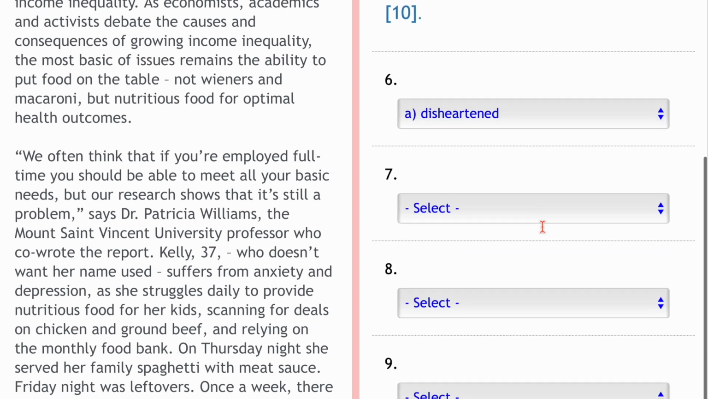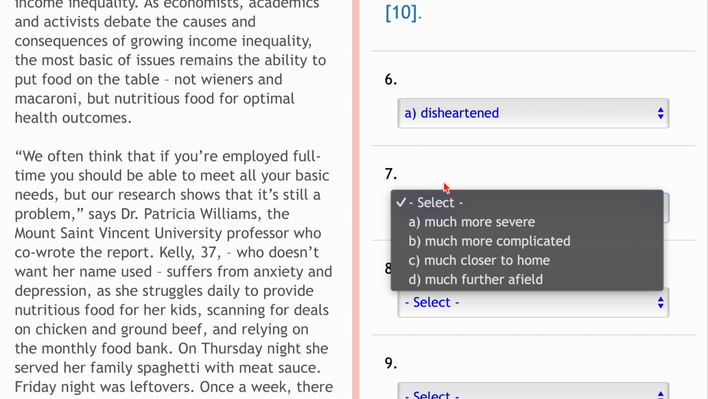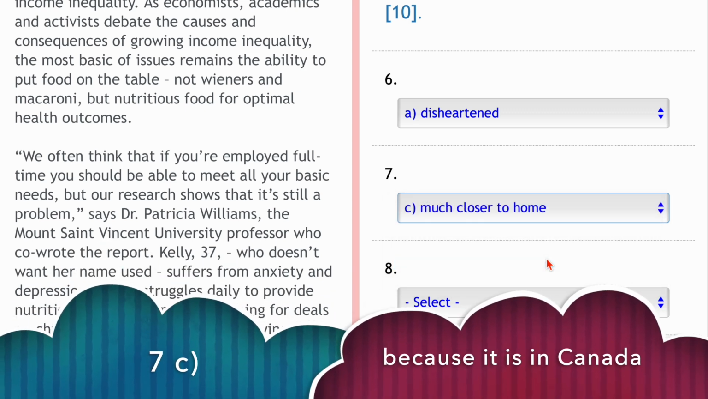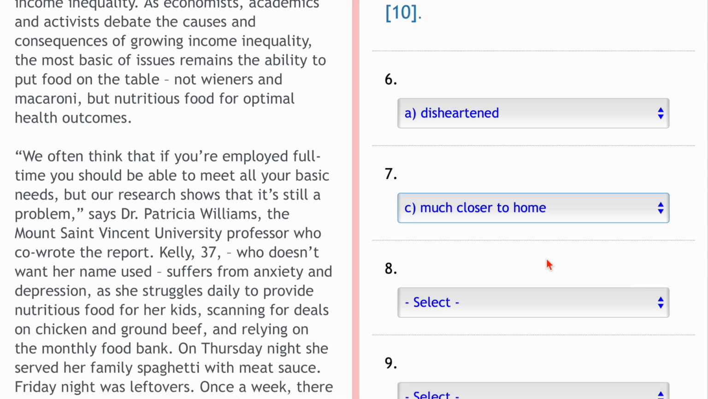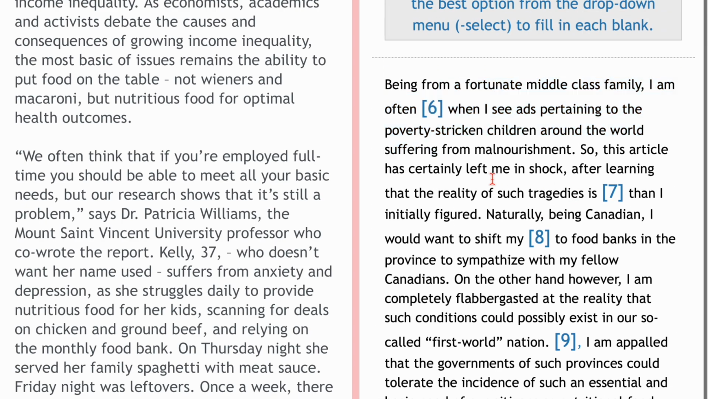So according to this article, where is this happening? In the third world? No, much closer to home, not far away, much closer to home. It's in Canada. And even for myself, that kind of surprises me too. So, yes, because it's much closer to home, I feel shocked after learning that the reality of such tragedies is much closer to home than I initially figured.